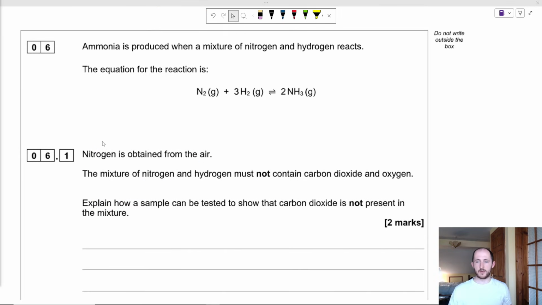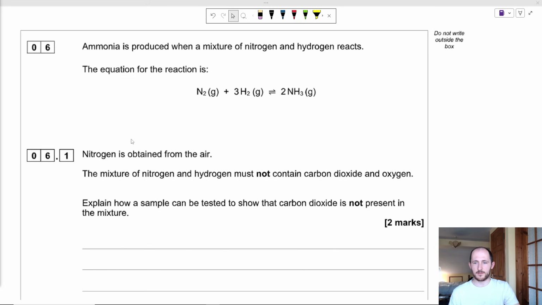This question, we're all talking about ammonia. How very exciting. It's produced when a mixture of nitrogen and hydrogen reacts. So nitrogen, diatomic, and hydrogen, diatomic as well, react in a reversible reaction. That's what this symbol here means, to produce two molecules of ammonia.